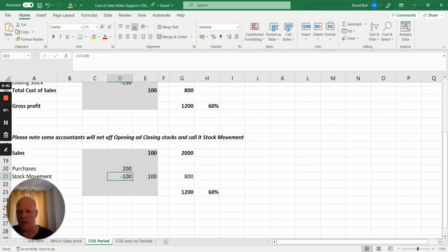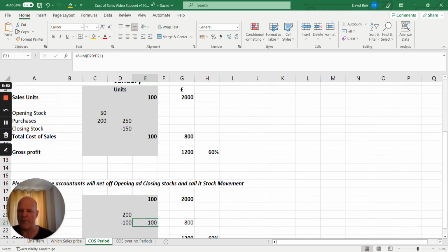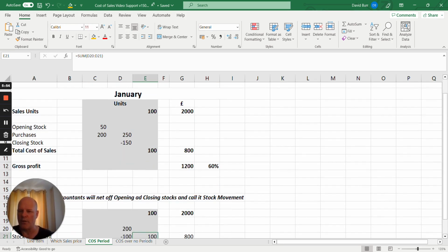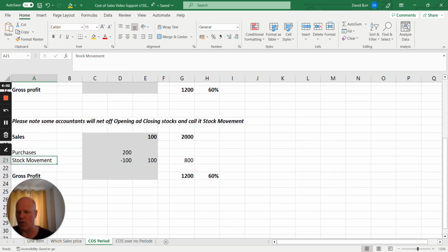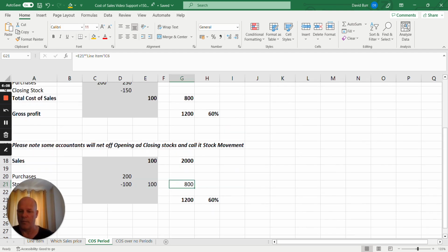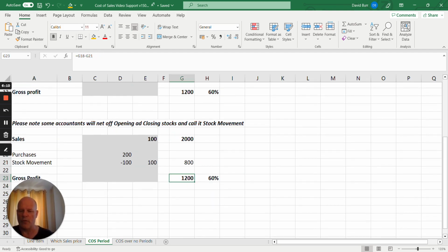right? Just to prove that works, you've got the 200 purchases still minus the stock movement, gives you 100 again, and again it's the same GP. Okay, so that's the equation. Opening stock plus your purchases less your closing stock, all of those together equals cost of sales, or the shortcut, purchases plus stock movement, and again gives you the cost of sales. You then deduct the cost of sales from your sales, and that gives you the gross profit.